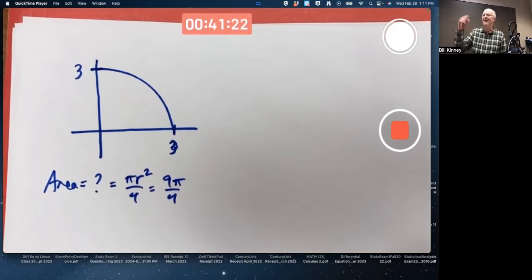But we want to try to use integrals to confirm that, because that might give us some skills that would help us attack harder problems. So we want to practice it with integrals.